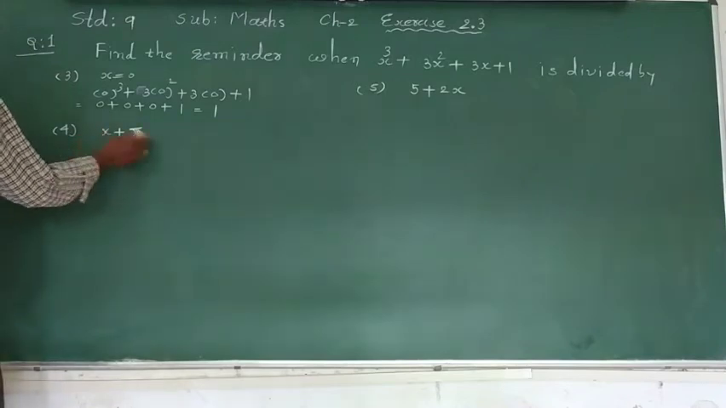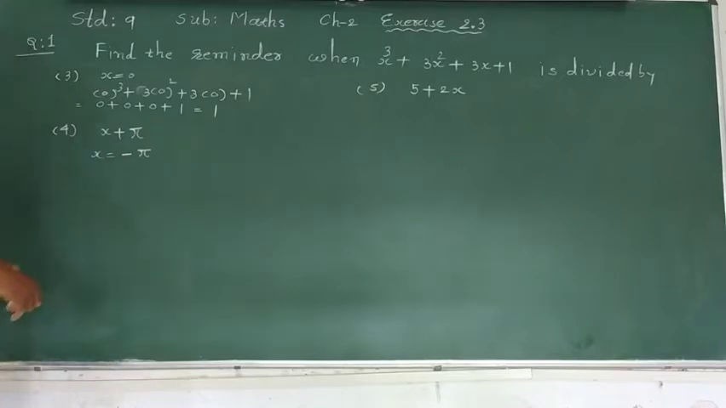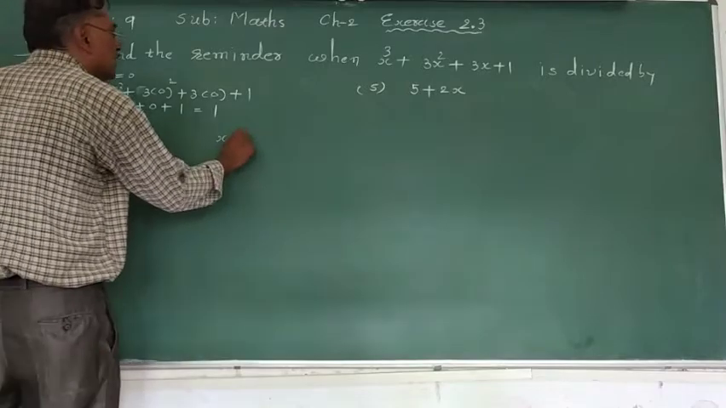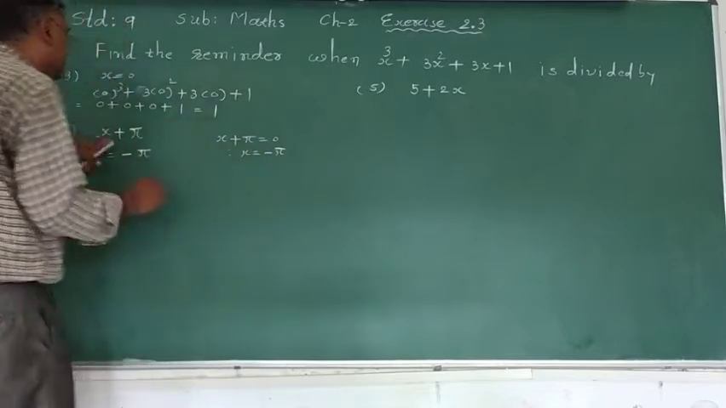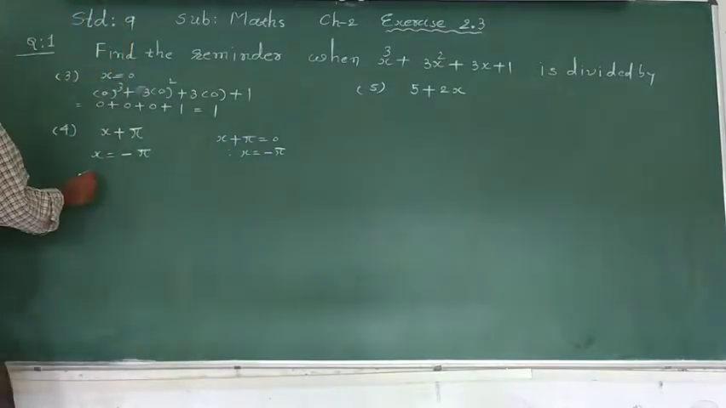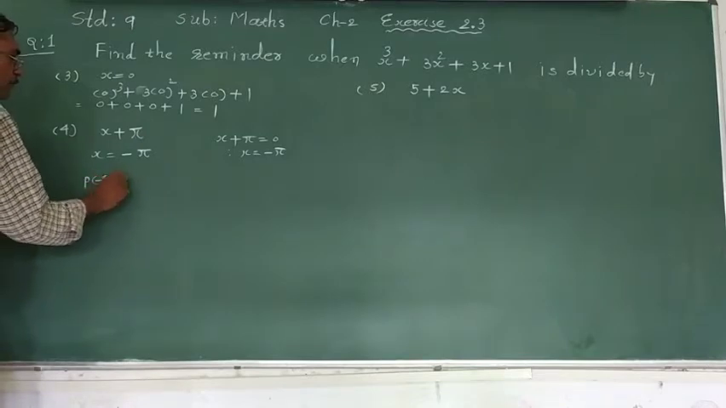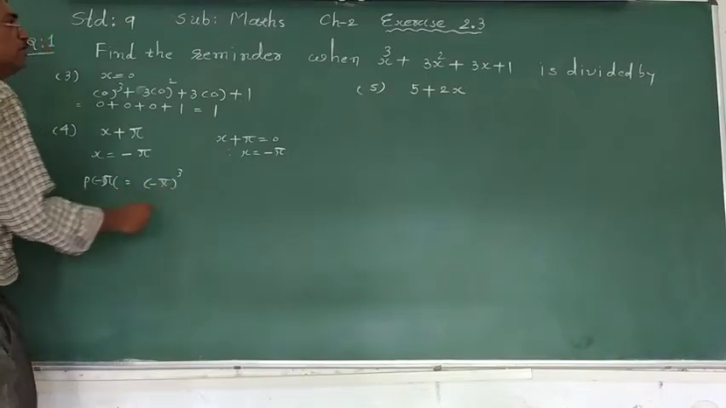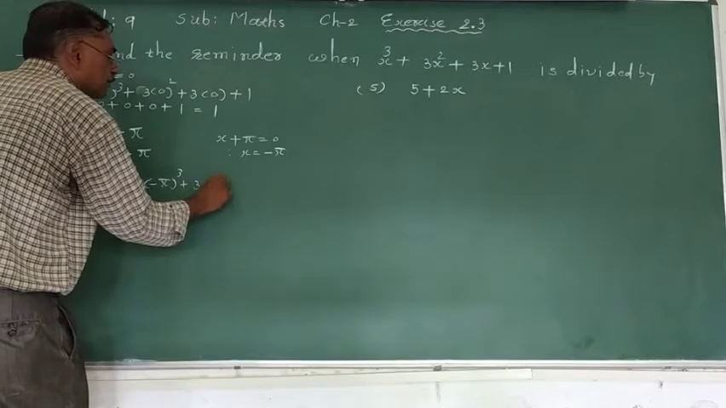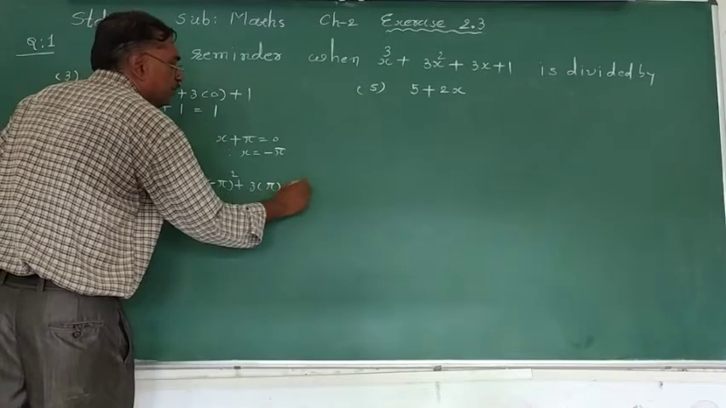So now x plus 5. We can write x equal to minus 5. In place of x we can write minus 5, because x plus 5 equal to 0. Therefore x equal to minus 5. This value we can write in the given expression. So p of minus 5 equal to minus 5 cube plus 3 into minus 5 square plus 3 into minus 5 plus 1.